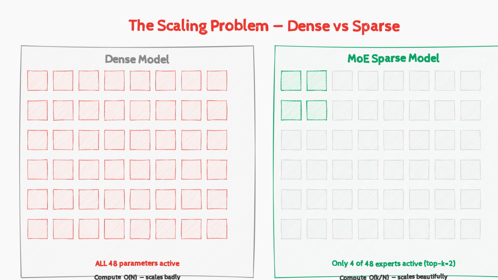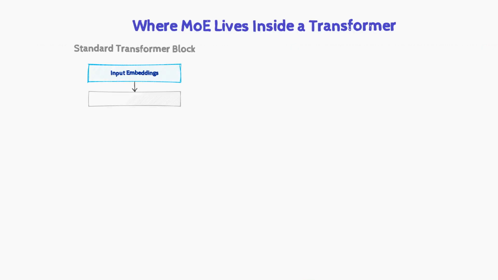With sparse activation, you keep all the parameters in memory, but you only compute on a small subset, typically 2 to 8 experts out of dozens or hundreds. The result? Train a trillion parameter model for the compute cost of a 37 billion one. That's the fundamental promise, and it delivers. Now let's see exactly where MoE fits inside a transformer.